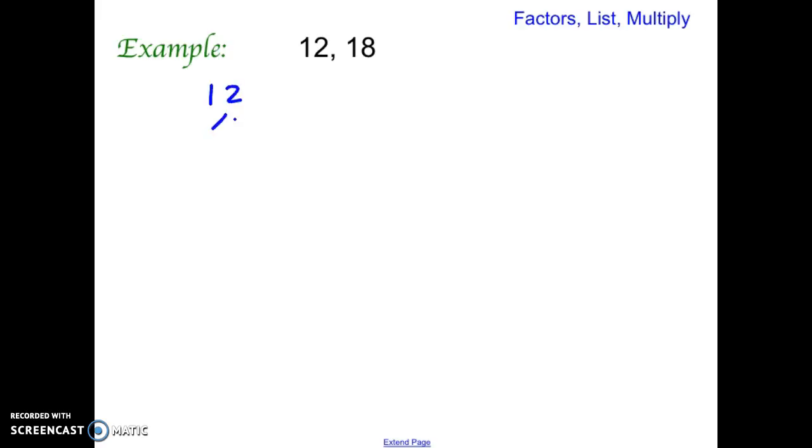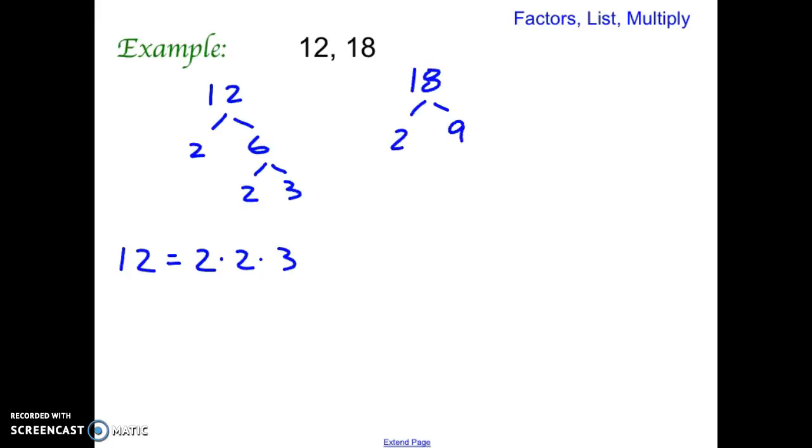So first we want to break 12 down into its factors. If we break 12 down, it's 2 times 6. The 6 is 2 times 3. Those are all prime numbers. So 12 is composed of 2 times 2 times 3. For 18, we can break that down into 2 times 9. 9 is 3 times 3. Those are all prime numbers. So 18 is comprised of 2 times 3 times 3. So we have taken care of breaking it down into the factors. Now we want to create our list.